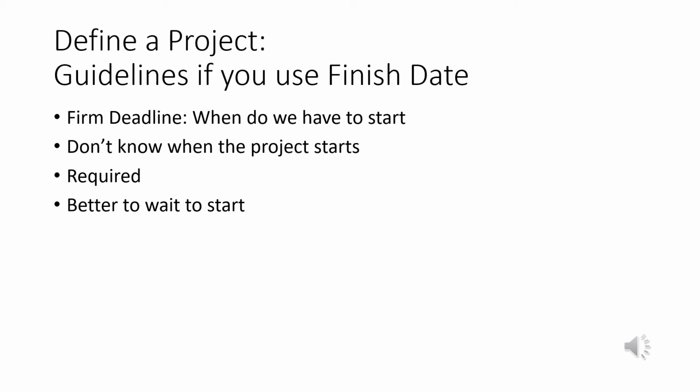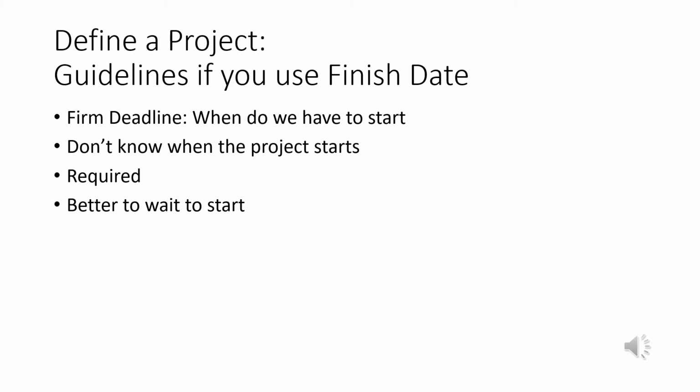Now, generally you just do it from the start date, but if you need to do the finish date, when might you use that? Well, if you've got a firm deadline, like we have to be done by the middle of next year, June 15th or whatever. We're shooting to the moon, or over to Mars, one of the distant planets. We have to be there at this date, otherwise we'll miss our opportunity. That's when you might want to start with a finish date.